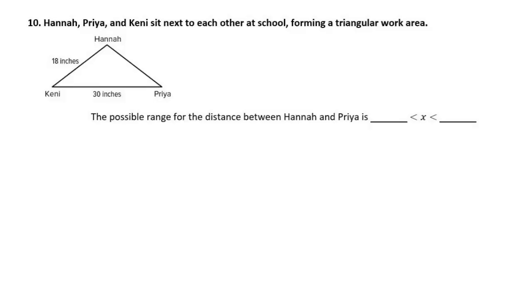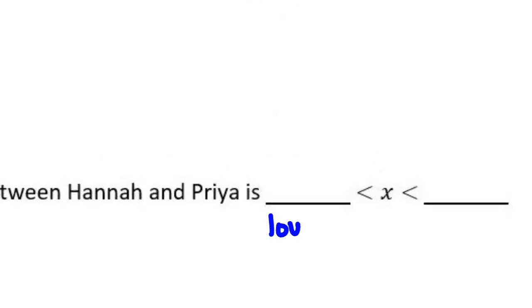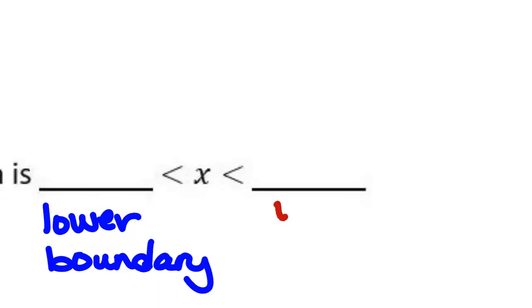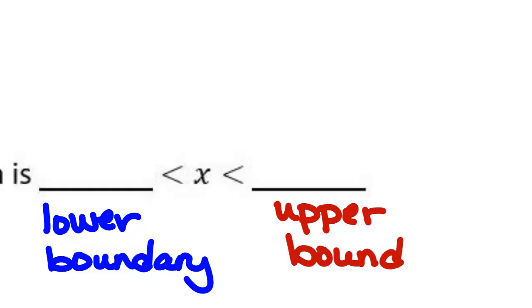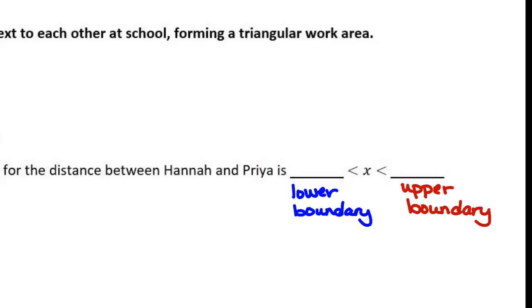Hannah, Priya, and Kenny sit next to each other at school, forming a triangular work area. The possible range for the distance between Hannah and Priya is... So we have our lower boundary down here. Yep, and we have our upper boundary up here. I only have one triangle, so I don't have to worry about hinge theorem. Hinge theorem is when I have two triangles. Lower boundary, we will subtract.